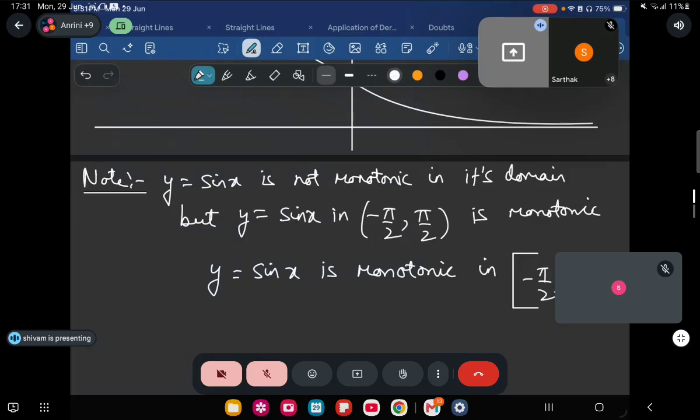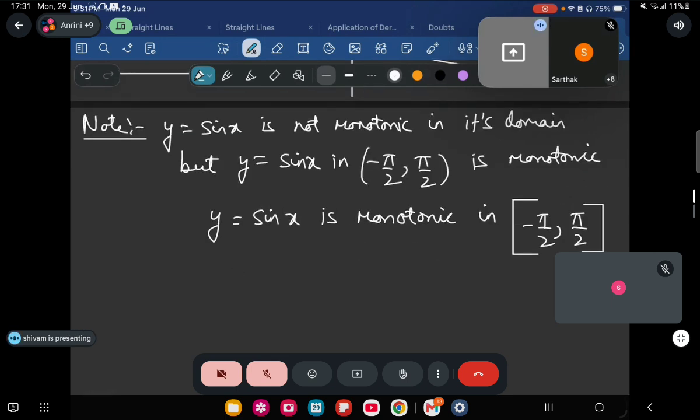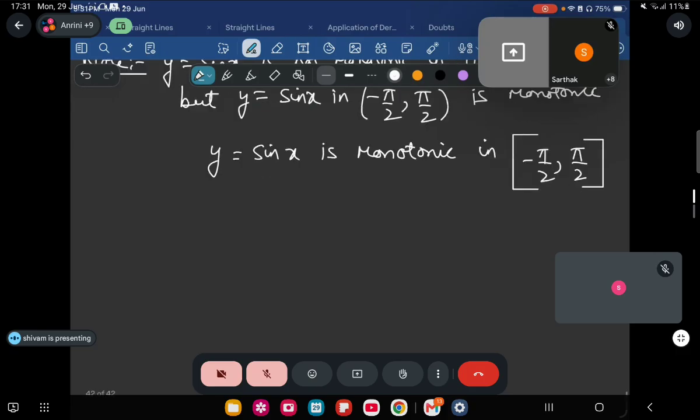Even though at sin π/2, for just one point, it becomes parallel to the x-axis, you can say that it is monotonic in the closed interval [-π/2, π/2]. Next, everyone. Monotonicity of a function in an interval.